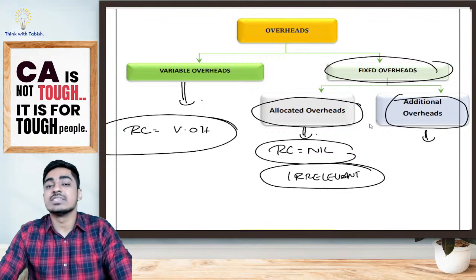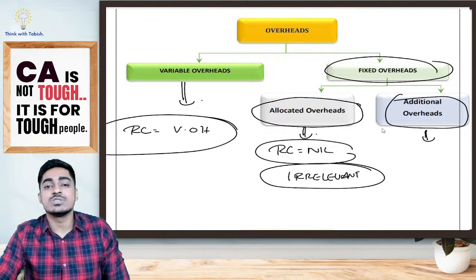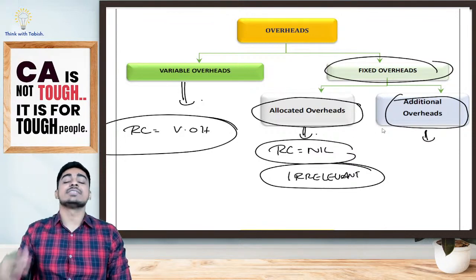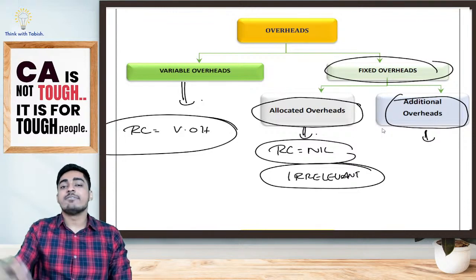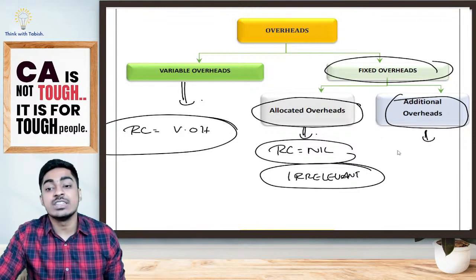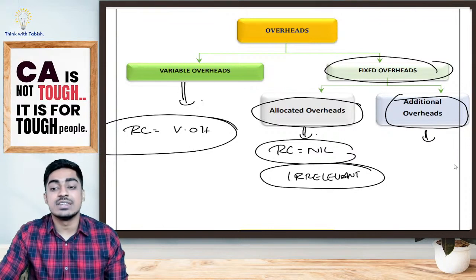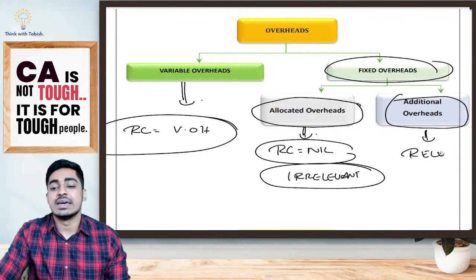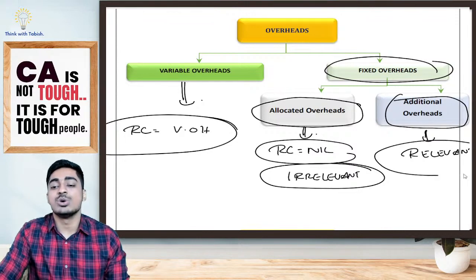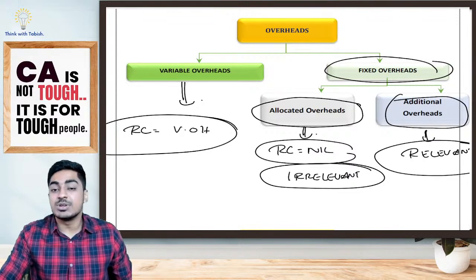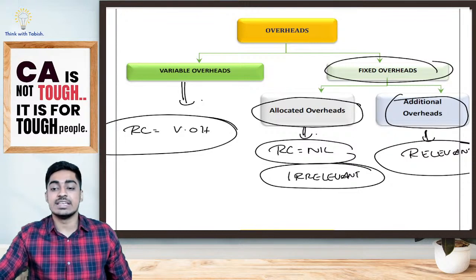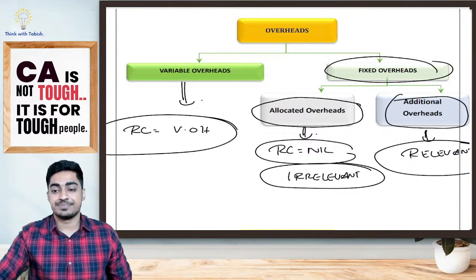But additional overhead: suppose previously I was paying a rent of 10,000. Now because I have CA Final books and employees, I've taken another place, and I'm paying a total of 15,000 rent. So the extra 5,000 will be relevant. Additional overheads are relevant. Additional overhead, specific overhead, traceable overhead, avoidable overhead, it is relevant. Clear, students? Should we continue?